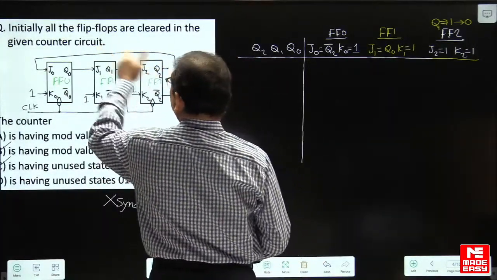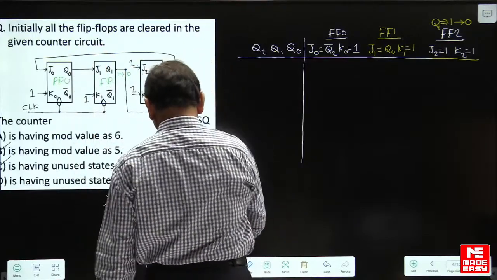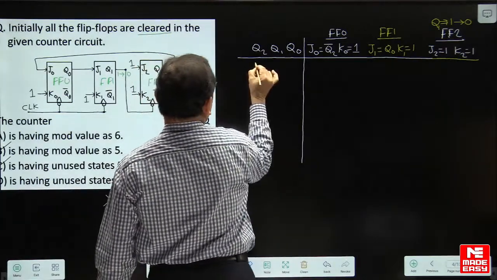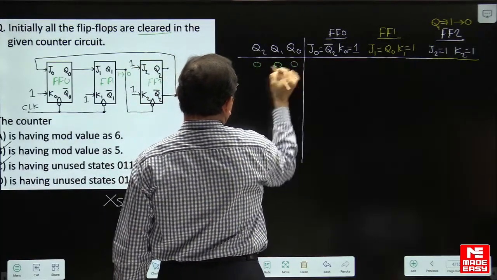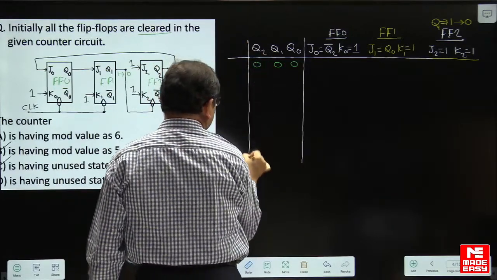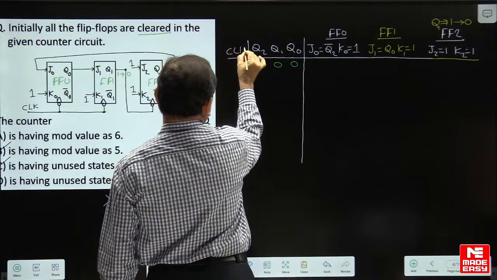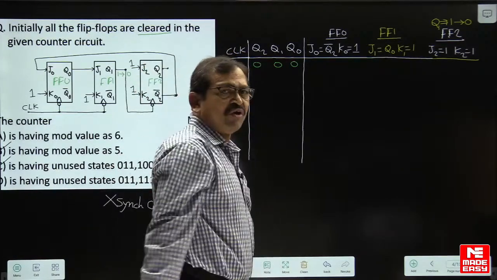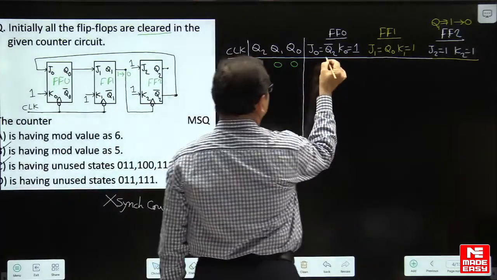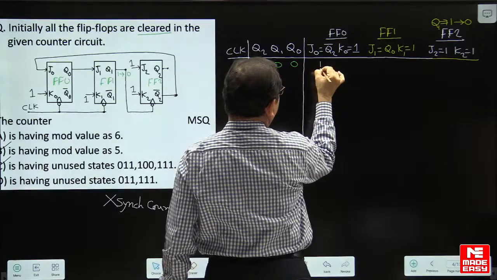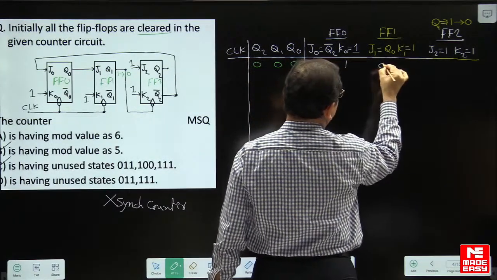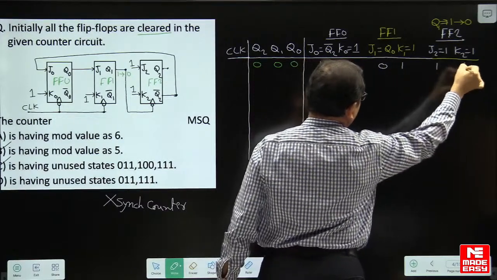It is mentioned that initially all the flip-flops in the counter are cleared. So when all the flip-flops in the counter are clear, initially all the flip-flop outputs are 0. Now while applying the clock signal, we have to check after how many clock pulses the circuit is back to the initial state. Before applying any clock signal, if you look at the flip-flop respective inputs, Q2 complement is 1, Q0 is 0, and externally the K inputs are connected to 1.